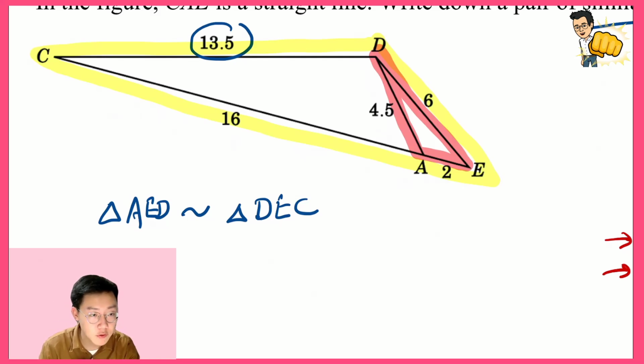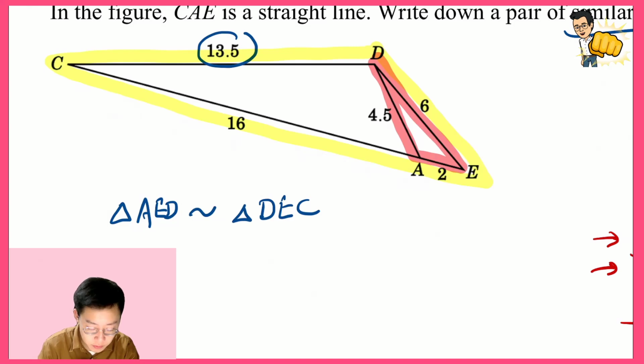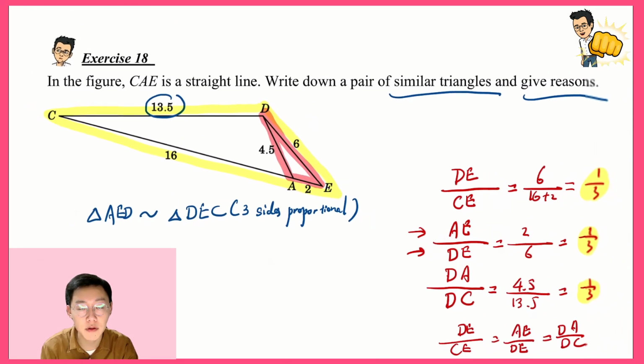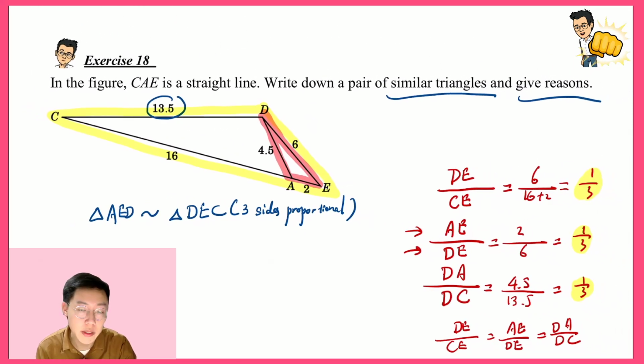Now we write down the reason. The reason should be three sides proportional. So in this question, we use three sides proportional to find the similar triangles. Okay, so that's all for exercise 18.